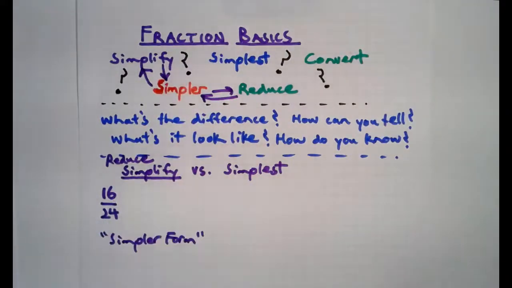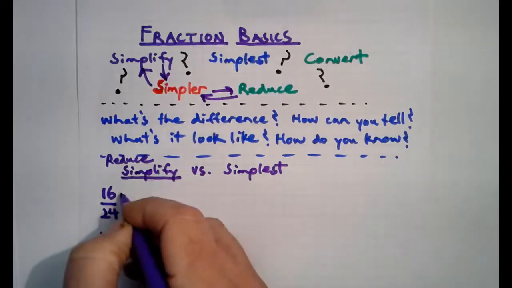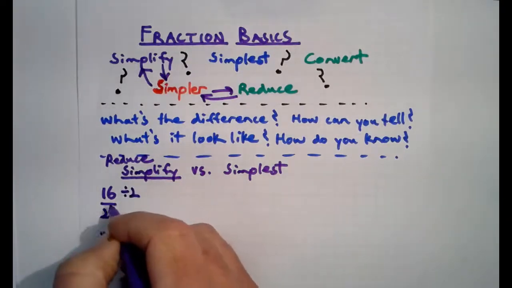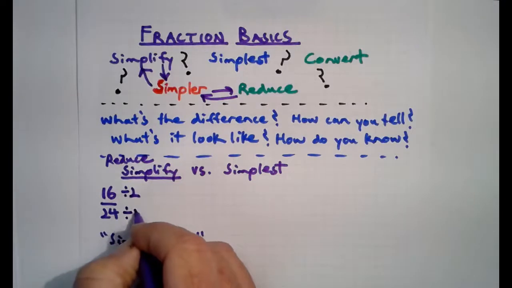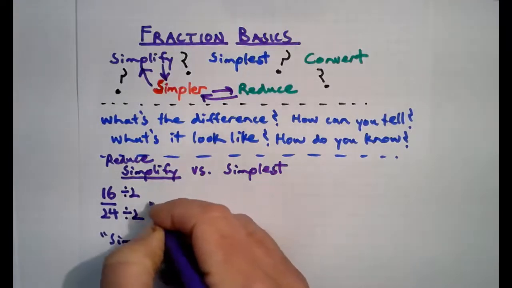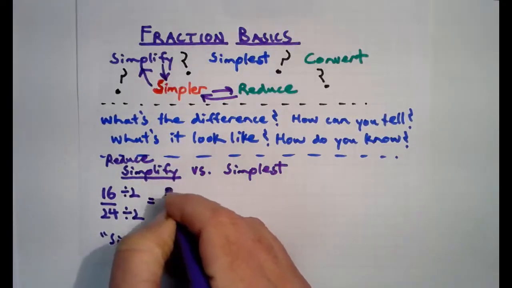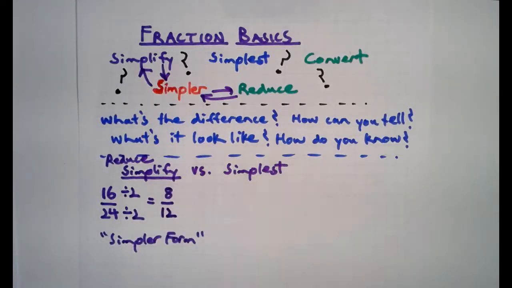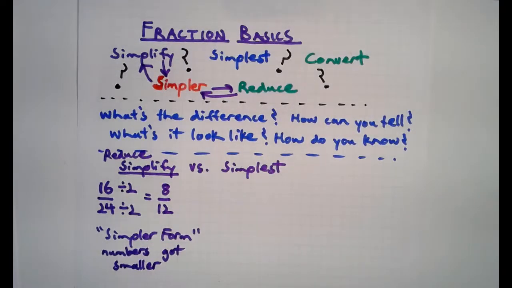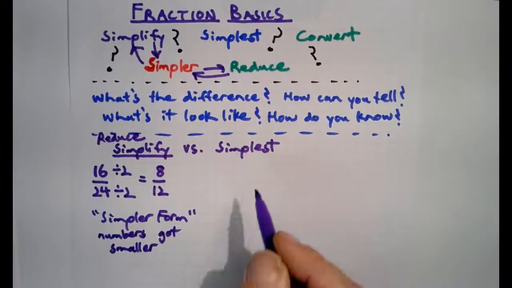What most students would do, and this works perfectly fine, nothing wrong with it, since they're both even numbers, we know we can split them in half, divide by 2. And we end up with 8/12. That is definitely simpler because the numbers got smaller. Yes, it is that simple of a language. The numbers got smaller, we know it's simpler. It's been reduced. Okay? But is it simplest?